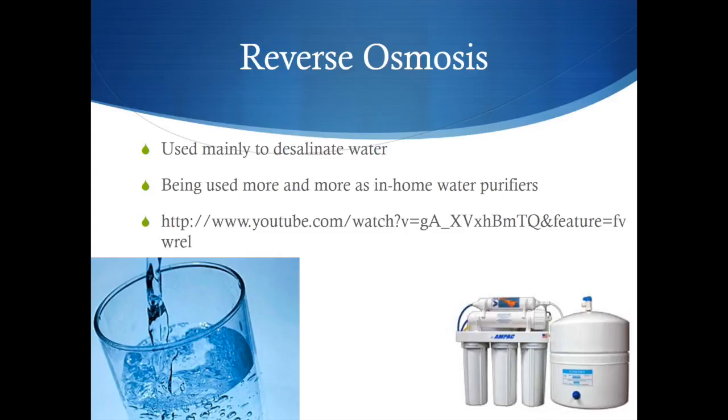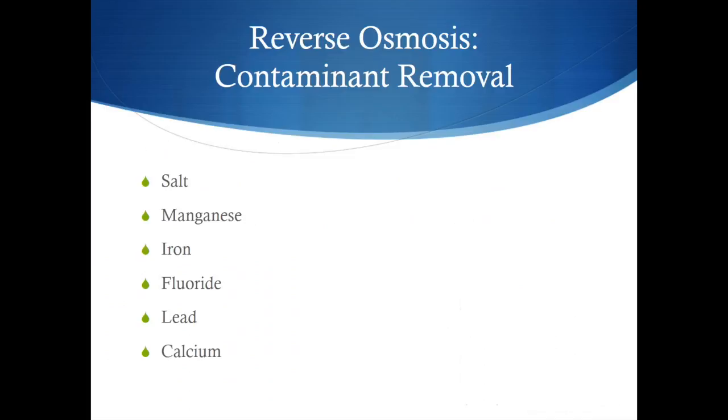Reverse osmosis is typically used for desalination, to purify salty water into drinking water. But reverse osmosis is also becoming more popular as an in-home purification mechanism. Watch this video for more explanation of water desalination. Besides salt, reverse osmosis is also capable of removing manganese, iron, fluoride, lead, and calcium.